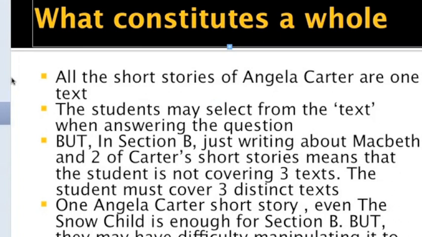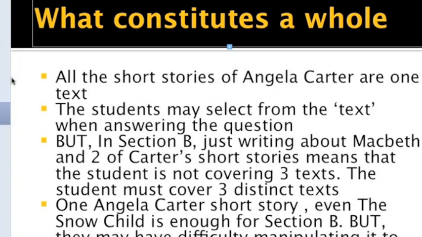Well, Section A is simple. It will tell you, say in The Bloody Chamber, you have to write about 2 of the short stories. So you're directed to how many texts that you need to write about. But in Section B, what does constitute a text? Well, actually, all the short stories are one text, but you can actually just write about one.